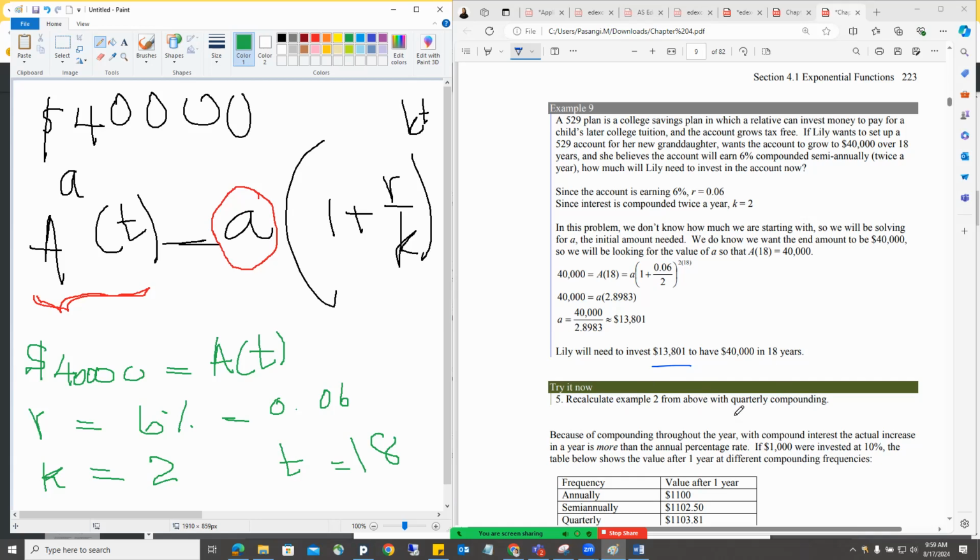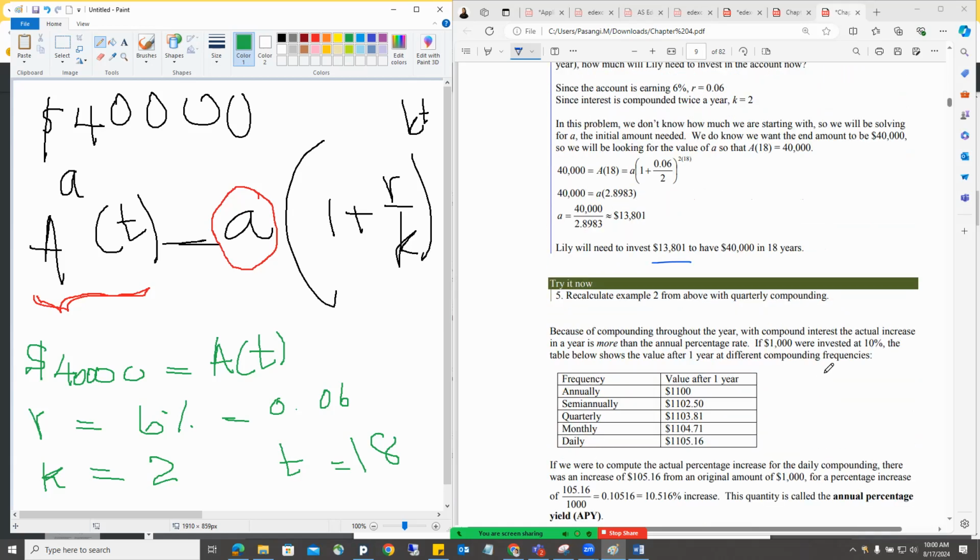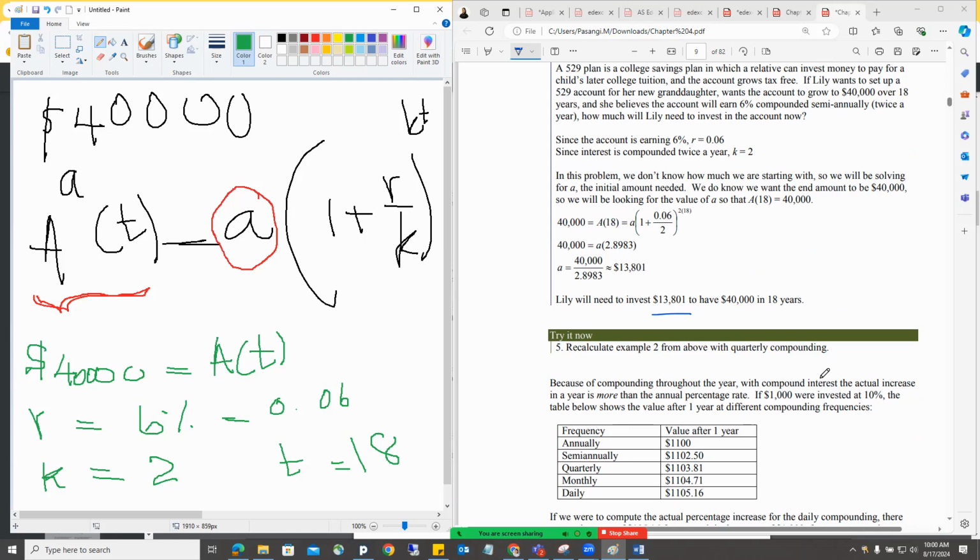Recalculate example 2 from above with quarterly compounding. So if we wanted to calculate the same question, if they have given us that this entire question will be for quarterly compounding, then what are the differences we need to consider?